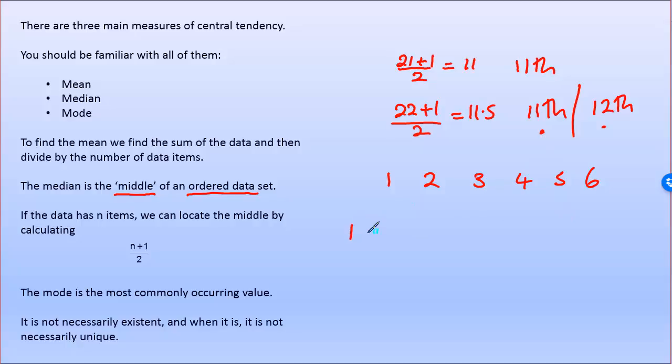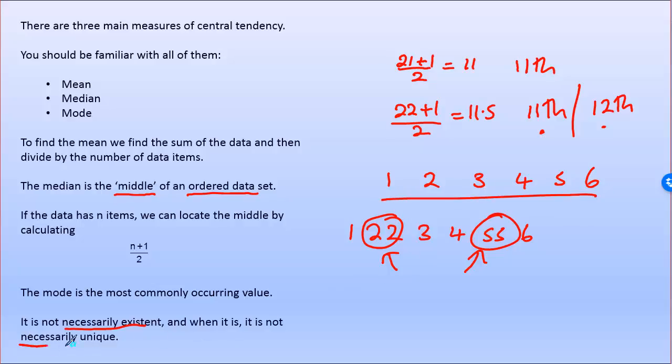If you had the data set that went 1, 2, 2, 3, 4, 5, 5, 6, then you've got two 2s and two 5s. Then you would have two modes, 2 and 5. So it's not necessarily existent, as we saw from this example, and it's not necessarily unique, as we saw from this example.